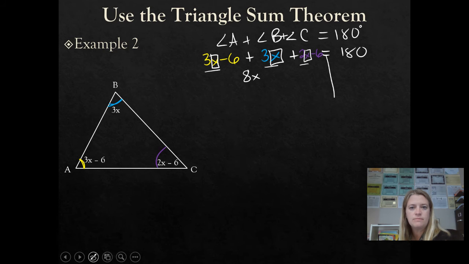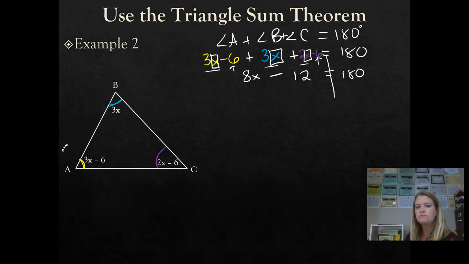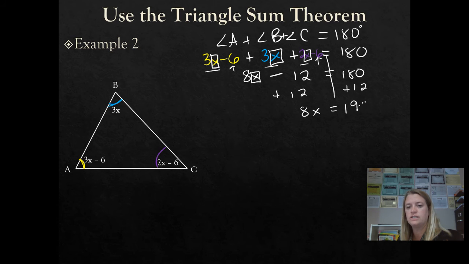Now we're going to do the same thing with our numbers. This -6 and this -6 is also a like term, so we're just going to add them, and that becomes -12. So we have 8x minus 12 equals 180 degrees. We still need to get this x all by itself, so now it becomes a two-step equation. The opposite of subtracting 12 would be adding 12 to each side. And we would have 8x equals 192.